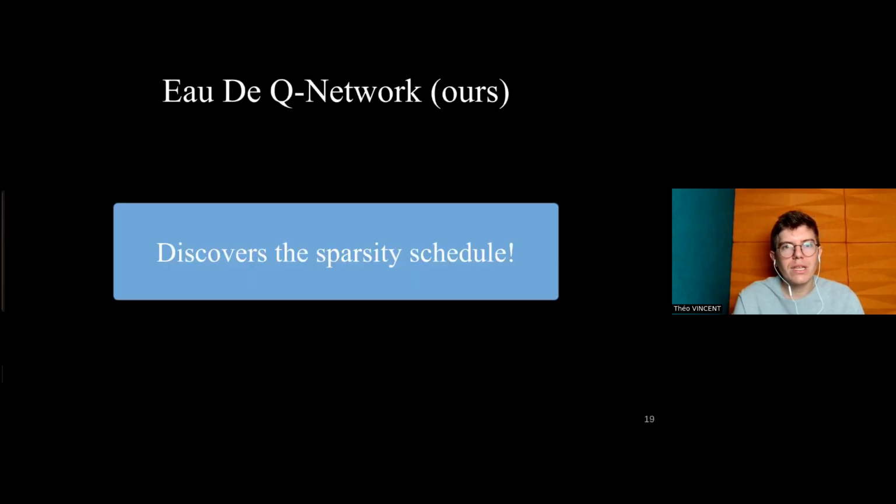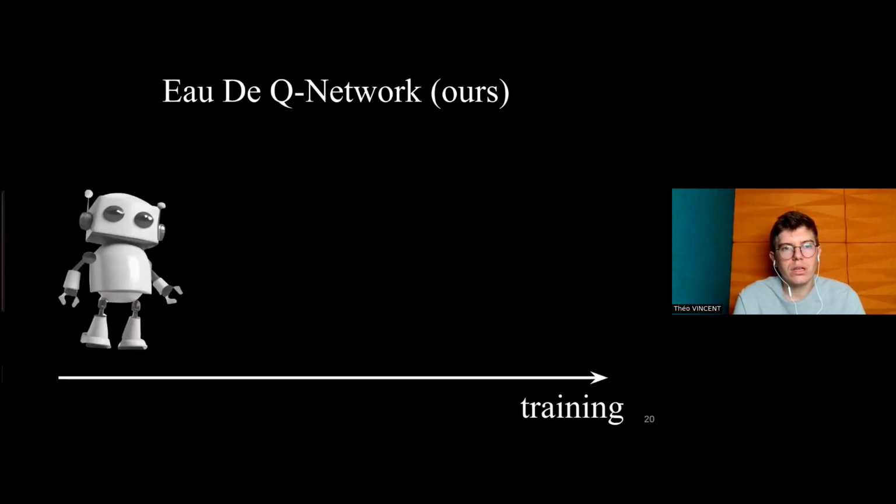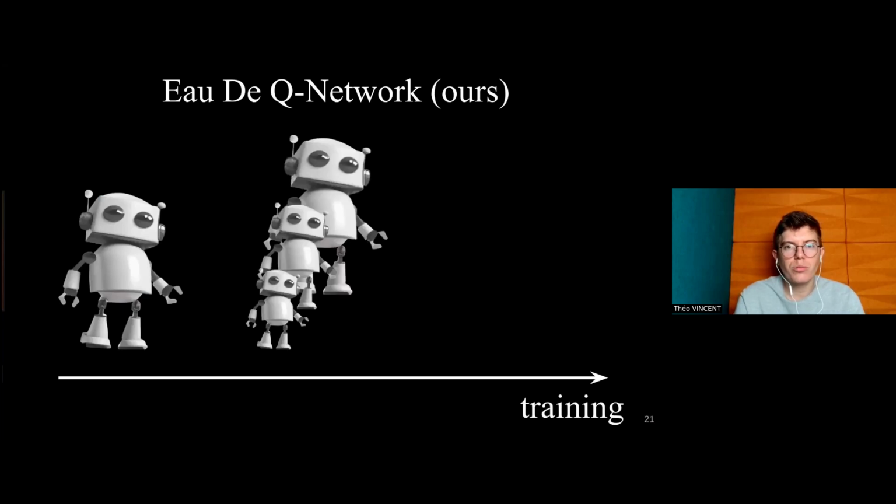In this paper that we call Or the Q network, we develop an algorithm that discovers the sparsity schedule and therefore discovers the final sparsity level. For that, we start with a dense network and we consider several copies of this network pruned in a different manner.